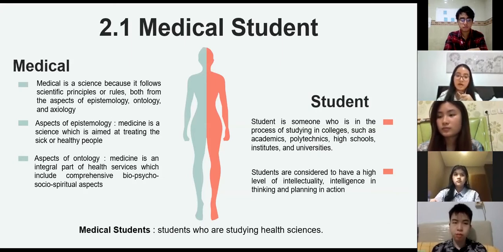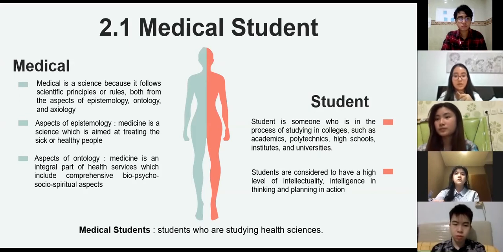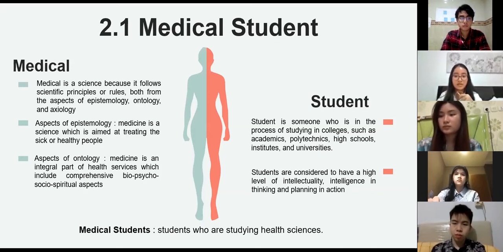If we see from the word student, students can be defined as someone who is in the process of studying in college, such as academics, polytechnics, high schools, institutes, and universities. Students are considered to have a high level of intellectuality, intelligent in thinking, and planning in action. Critical thinking, acting quickly, and appropriately are traits that tend to stick with each student, which is the principle that complements each other. From the definition above, we can conclude that medical students are students who are studying health science.